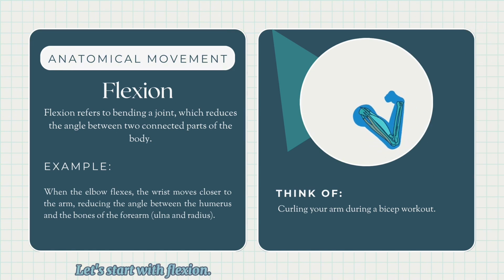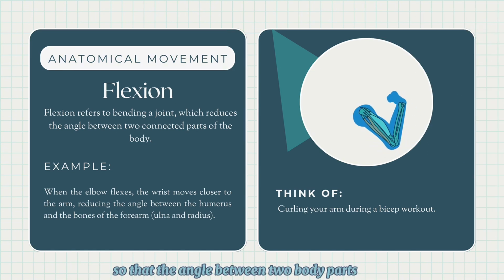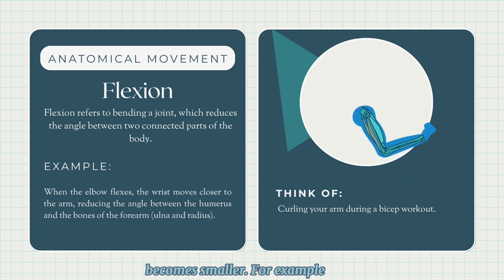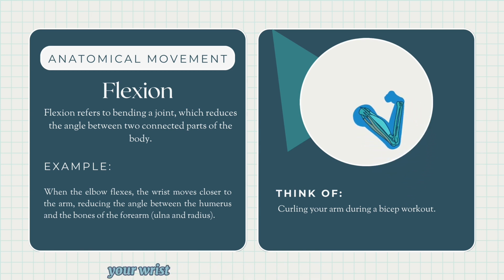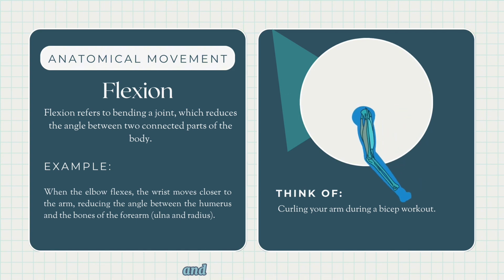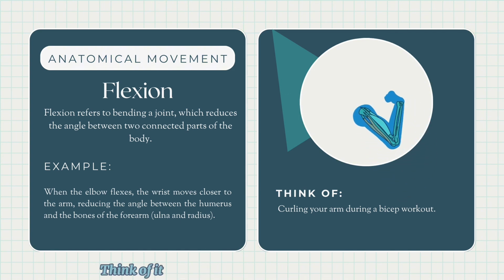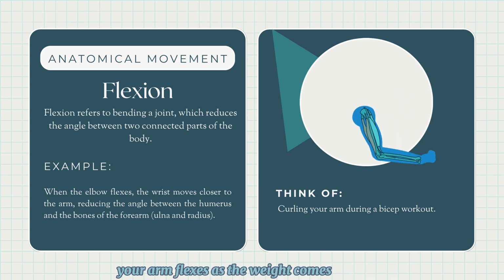Let's start with flexion. Flexion means bending a joint so that the angle between two body parts becomes smaller. For example, when you bend your elbow, your wrist moves closer to your upper arm, reducing the space between the forearm bones and the humerus. Think of it like this: you're doing a biceps curl, your arm flexes as the weight comes up.